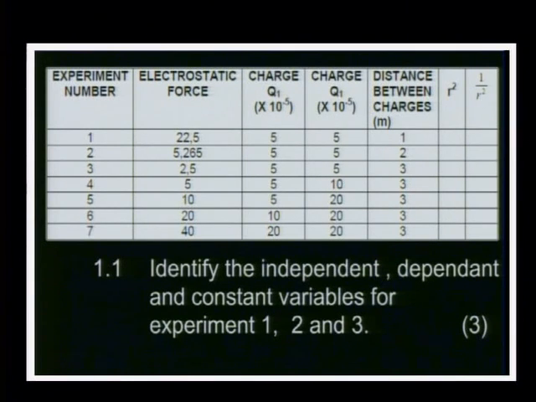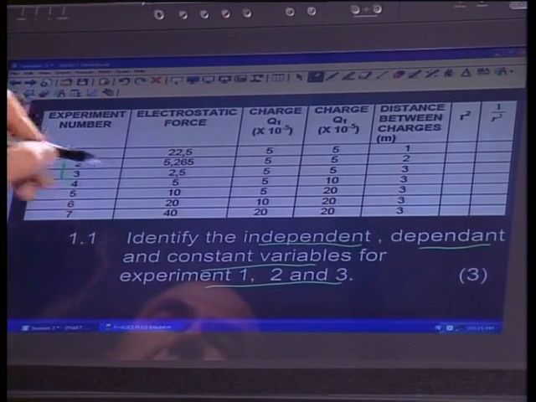First question says, identify the independent, dependent, and constant variables for experiment 1, 2, and 3. So we only worry about 1, 2, and 3. So it's only that data that we need to look at. We're going to need to identify what is independent, what is dependent, and what is constant. This is all about the skill. Remember, the thing that you are changing is the independent variable. The thing that is dependent on that, the outcome of that, is going to be the dependent variable, and the things that we keep the same are going to be the constant variable.